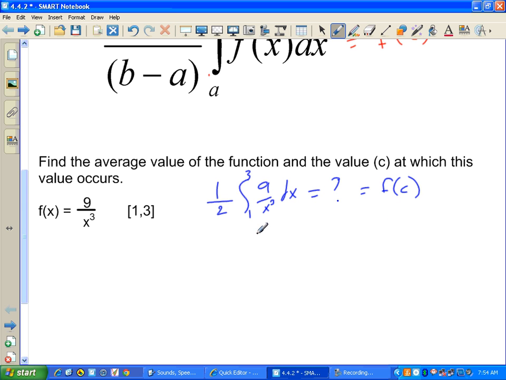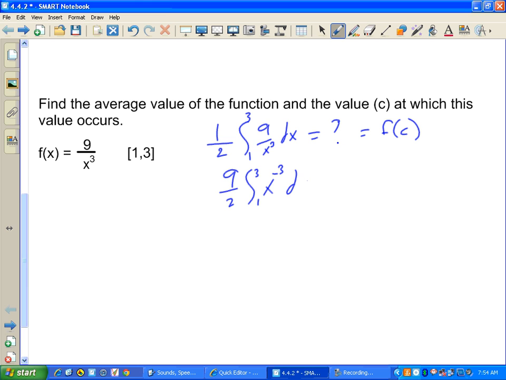Okay, so let's evaluate this out first. So using my integral rules, I'm going to change this a little bit to make it easier. I'm going to pull this constant 9 out. So I've got 9 halves. Okay, and instead of x cubed on the bottom, I'm going to change it to x to the negative 3 on top. Okay, don't forget your dx.